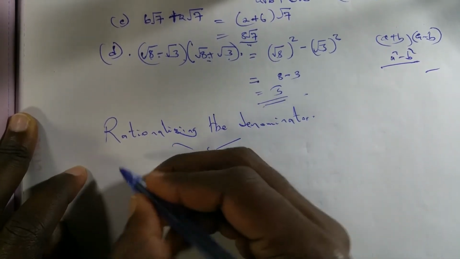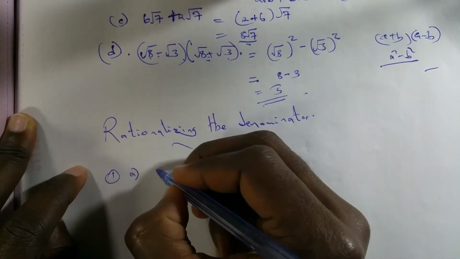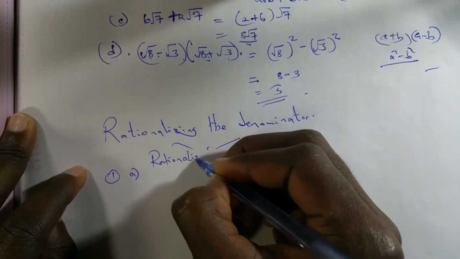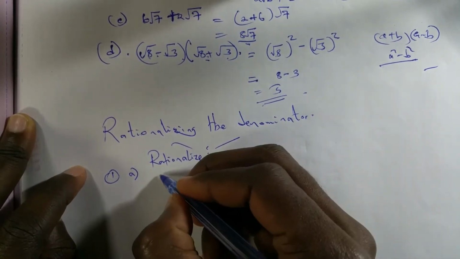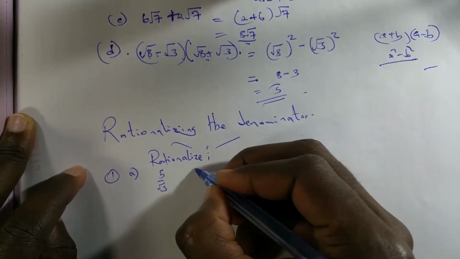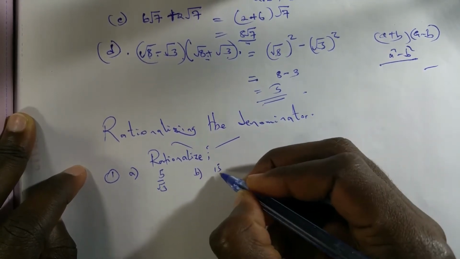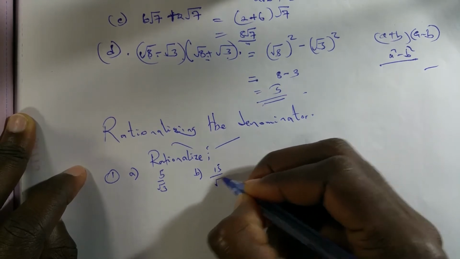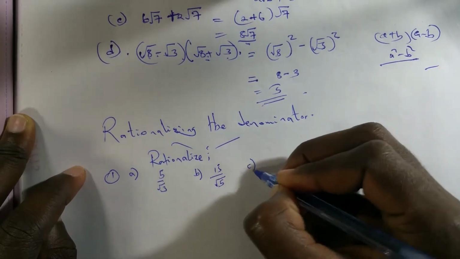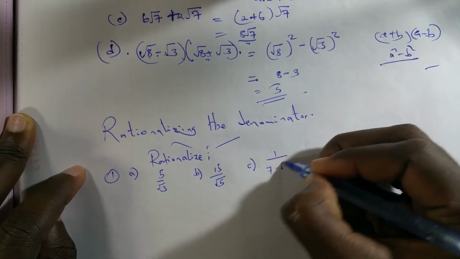So let us check on some examples we can touch today. Rationalize these. Let A be 5 out of root 3, and B be 15 out of root 5. Then another one, C, a more complicated expression in the denominator: 7 minus root 2.